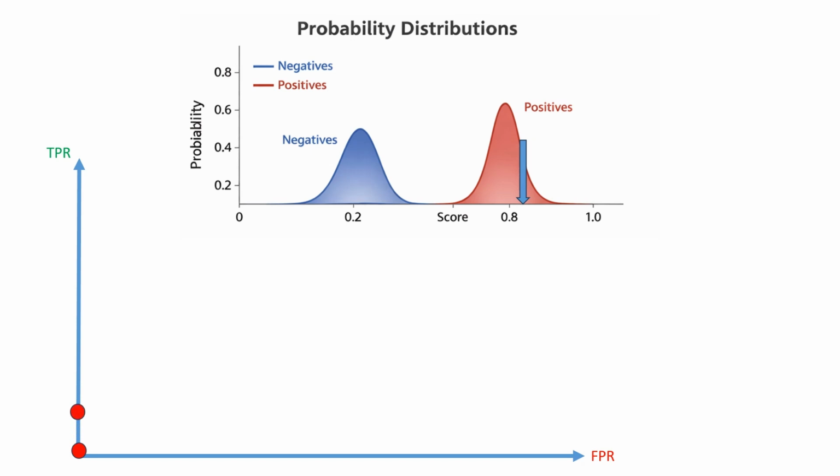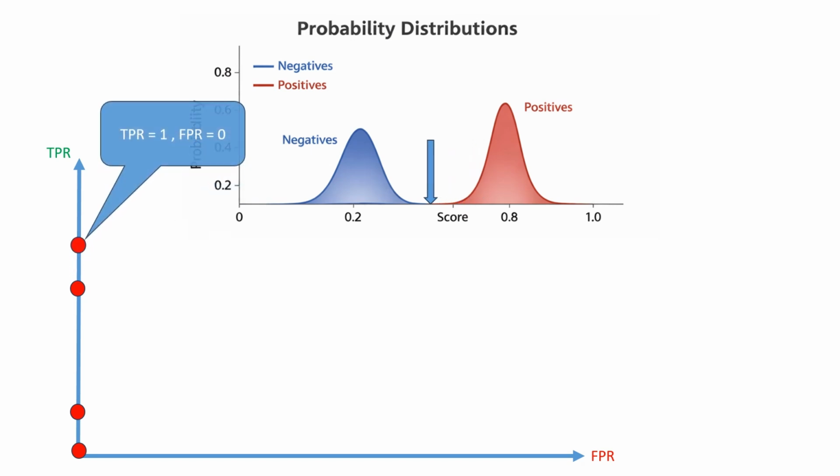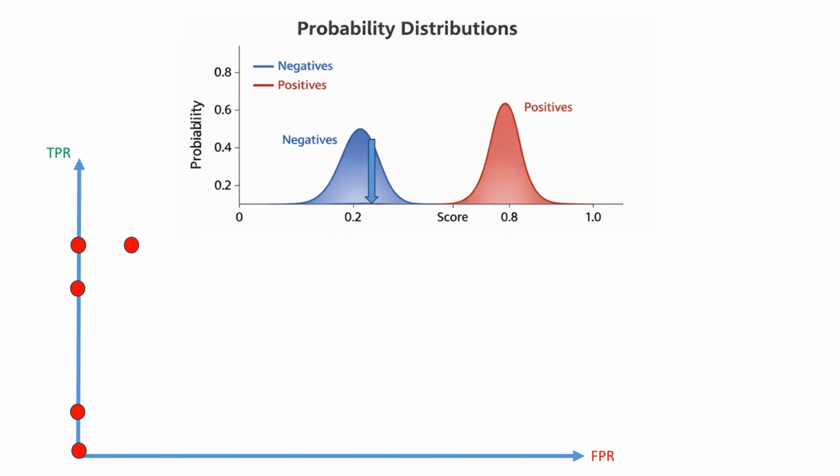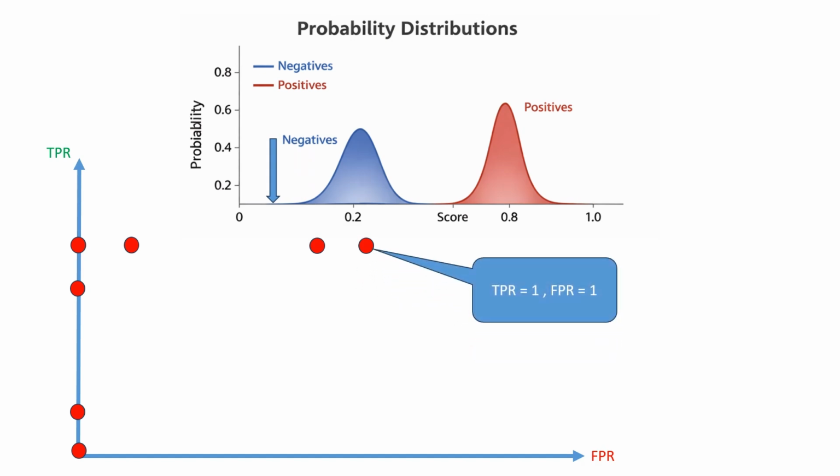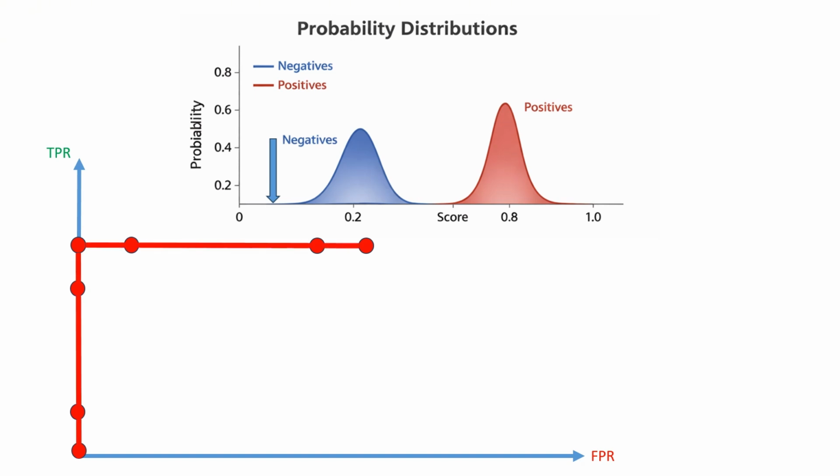If we lower the threshold further, many more positive samples will be classified as true positives. Notice that FPR is still 0, because no negative samples have been misclassified as positive. Eventually, we reach a point where all positive samples are correctly classified as true positives, while false positives are still 0. As we continue lowering the threshold, some negative samples begin to be classified as positive, so FPR starts increasing. Finally, when the threshold becomes very low, all negative samples are classified as positive, and FPR reaches 1.